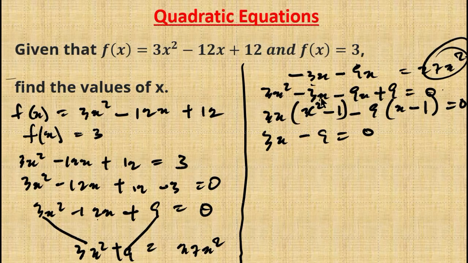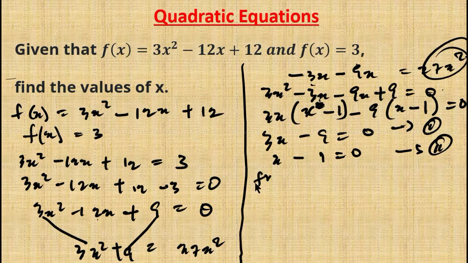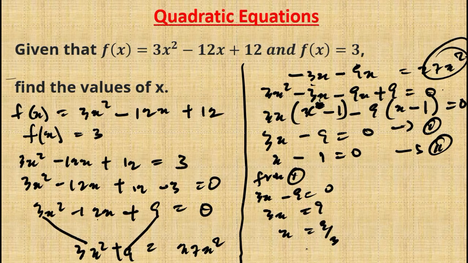No, this is x, not x squared. This is x, and x minus 1 equals 0. Call this equation 1 and this equation 2. So that from 1, I can say that my 3x minus 9 is equal to 0. 3x is equal to 9. X obviously is equal to 9 over 3. X is equal to 3.